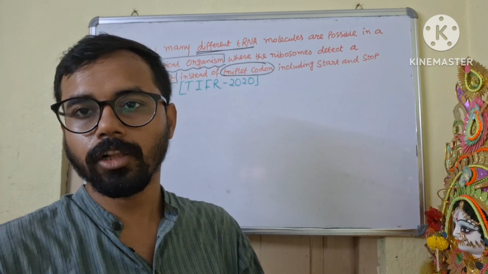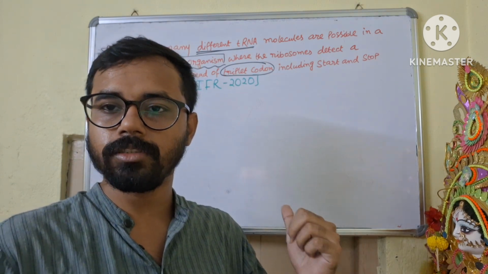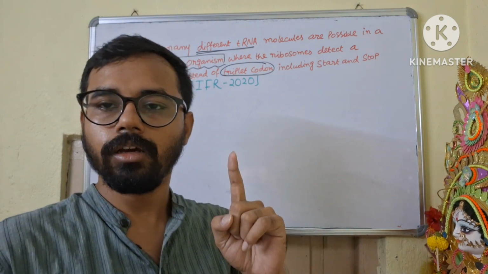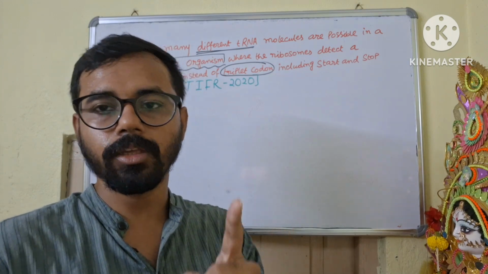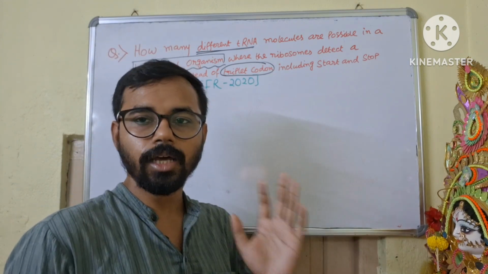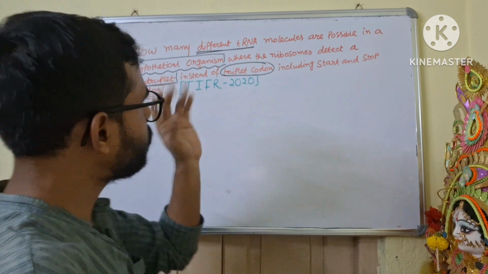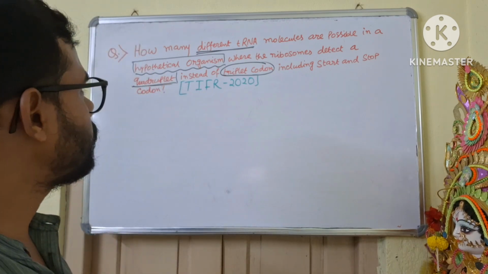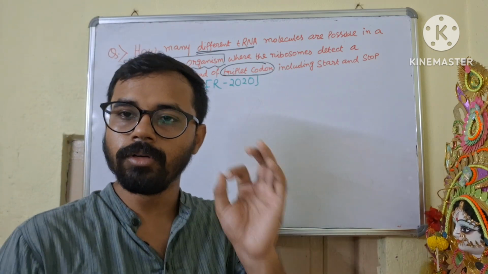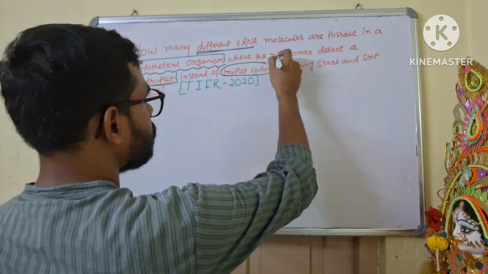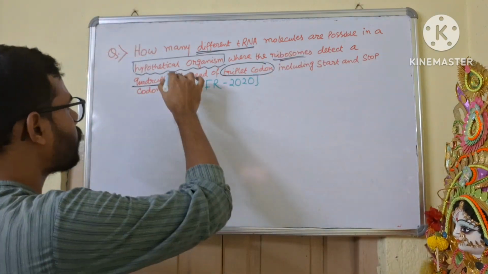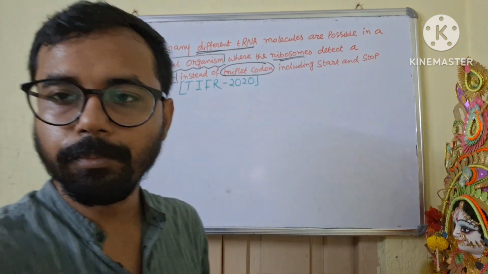Hello students, how to solve this type of question? This type of question came in the TIFR in the year 2020, and it is from the genetic code, that means the molecular biology segment. The question asked how many different types of tRNA molecules are possible in a hypothetical organism. That means you consider a hypothetical organism where the ribosome detects a quadruplet instead of a triplet codon.